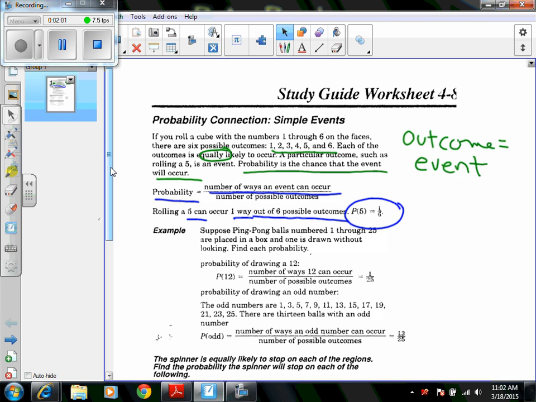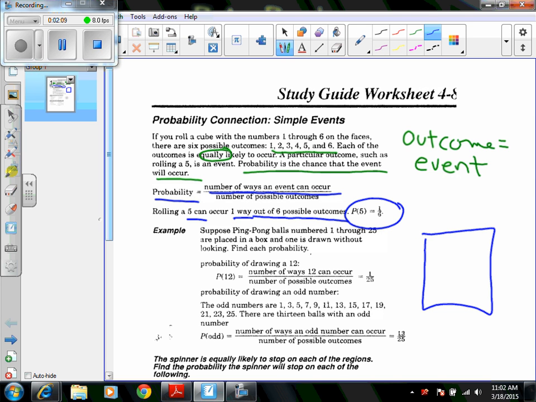Suppose you have a box of ping pong balls and they're numbered 1 through 25. So here's my box, and I've got 25 ping pong balls. That is 20, 21, 22, 23, 24, 25. And they're all numbered. Okay? So, the probability of drawing a 12. Let's look at that first.